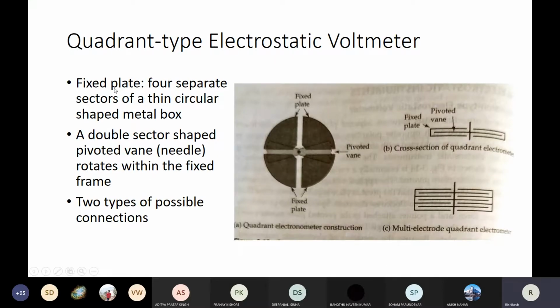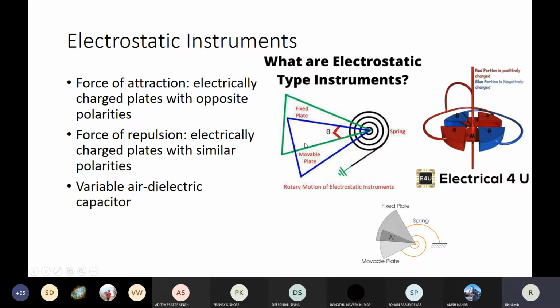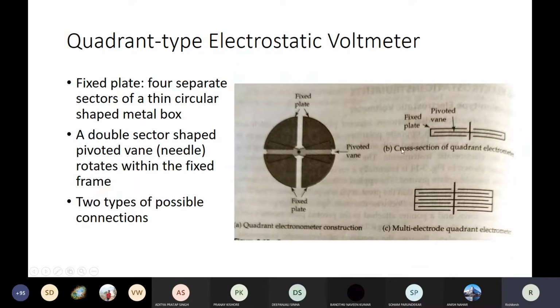But in general, these devices are mainly used for voltage measurement. Since the device works on the principle of capacitance, it is not going to consume any current apart from the initial charging of the plates. There is no current which flows, so it is highly suitable for voltage measurement, and the energy consumption will also be quite small.